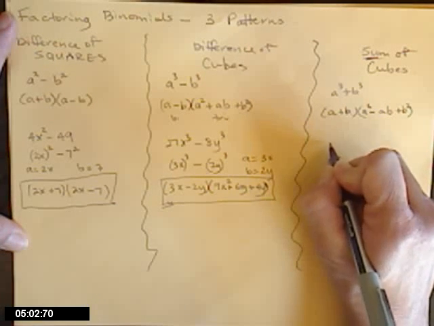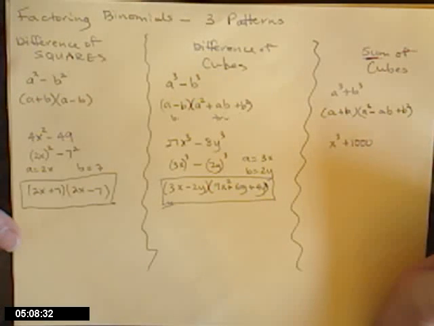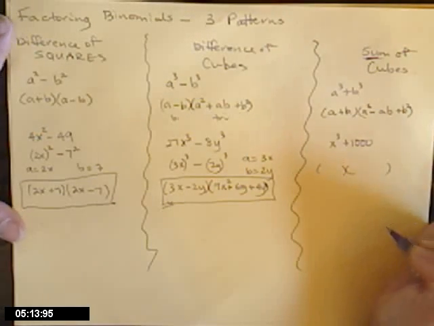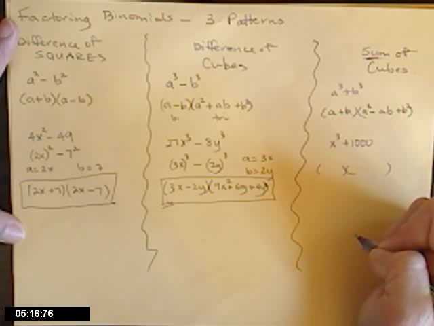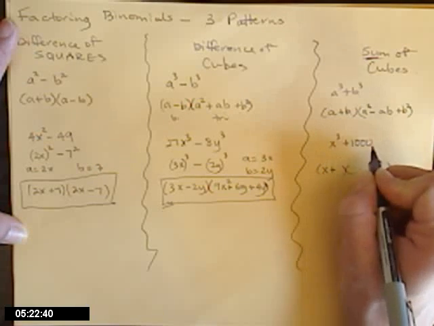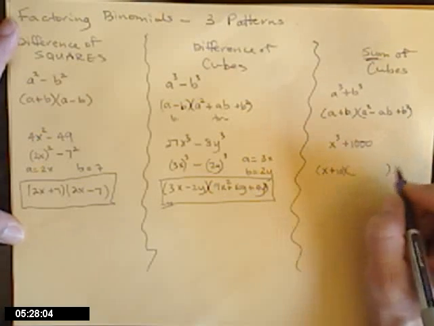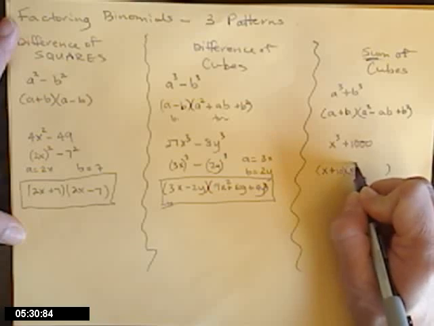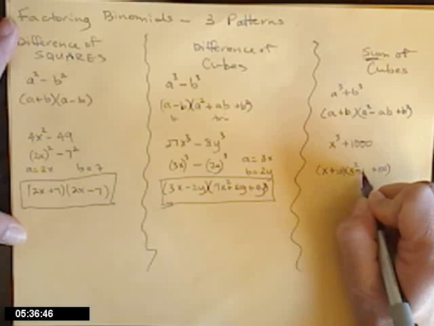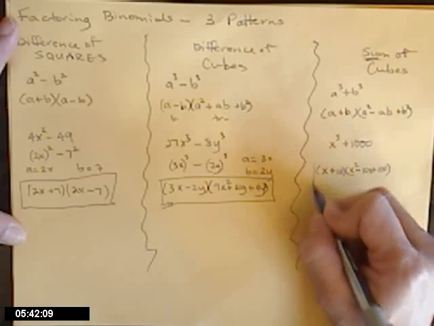So let's try x cubed plus 1,000. I'm not going to do the a equals, b equals this time. We're just going to try to figure it out. So the binomial, think of it as taking the cube root. The cube root of x cubed is x. Same sign in the binomial, so plus. Cube root of 1,000, what times what equals 1,000? That's a 10. And then we build the trinomial. Square the first, square the last, change the sign, multiply the two. So x plus 10 times x squared minus 10x plus 100.